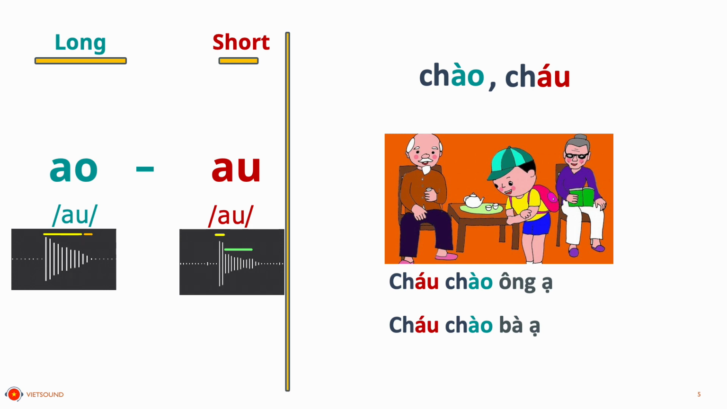Okay, on the first word, Chào, the A sound is a long sound and the U sound is a short sound. And on the second one, we have the word Chào. In this word, the A sound is a short sound and the U sound is a long sound. Let's hear how I pronounce these two words again. Chào, Chào. And I have some examples here. We have cháu chào ông ạ. Cháu chào bà ạ.